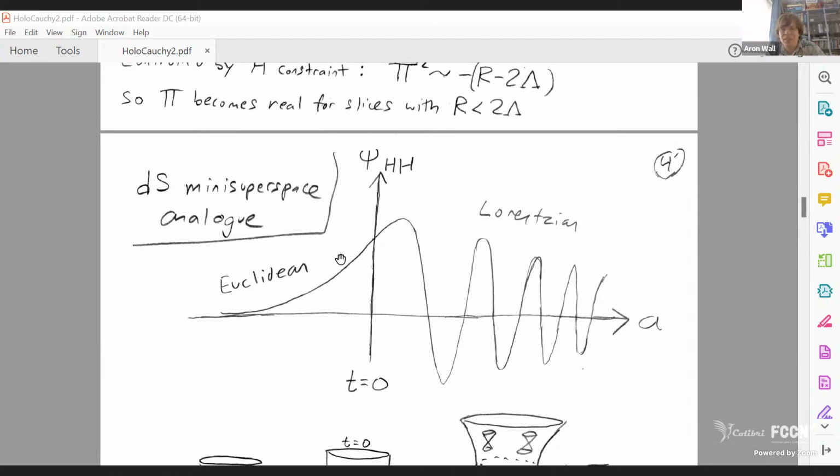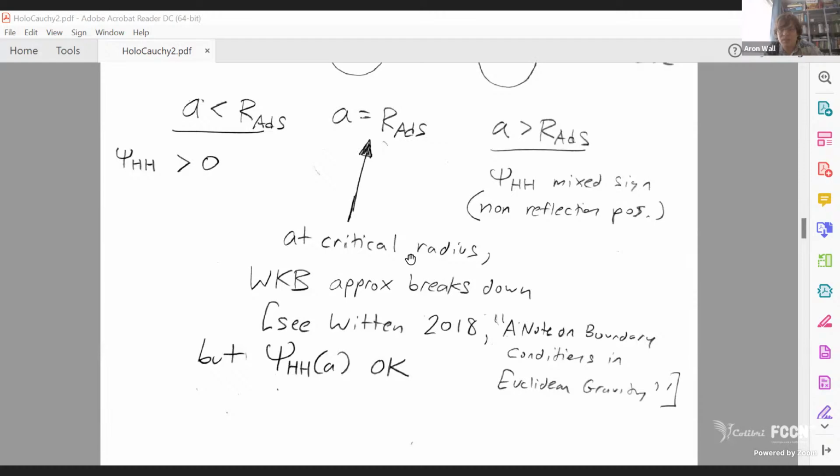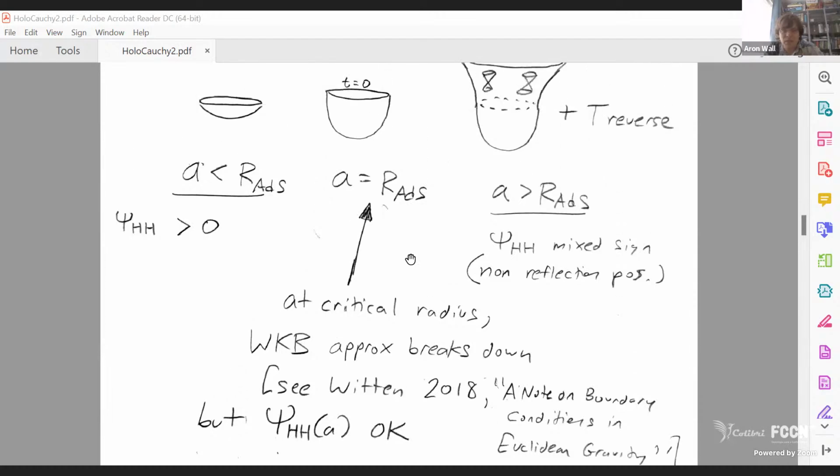But interestingly, the same thing happens to the Airy function. The WKB approximation breaks down at the critical spot, but the actual wave function you're approximating makes perfect sense, even at this transition. So hopefully the same thing is true, even in the situation with infinitely many degrees of freedom.